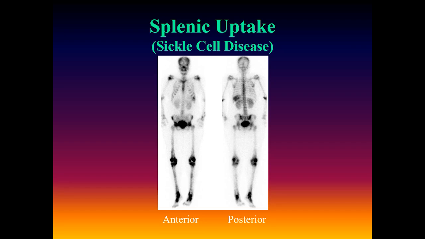This is a patient with sickle cell disease. Note the splenic uptake. The most common cause of splenic uptake on a bone scan in the United States is sickle cell disease. Notice also the areas of irregularly increased and decreased activity in the lower extremities, reflecting areas of infarction and healing.